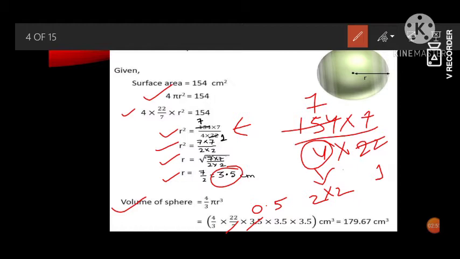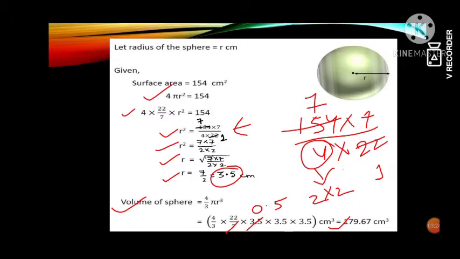And there are no other numbers that can be cancelled with 3. So on multiplying the numerator and dividing it by 3, we will get 179.67 centimeter cube. So we will multiply 4 into 22 into 0.5 into 3.5 into 3.5, and after multiplying, when we divide by 3, we will get 179.67. So this was our sum number 7.